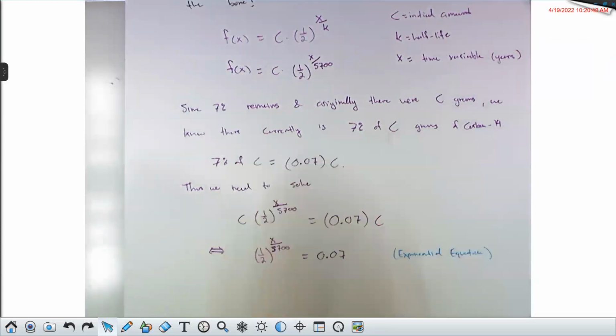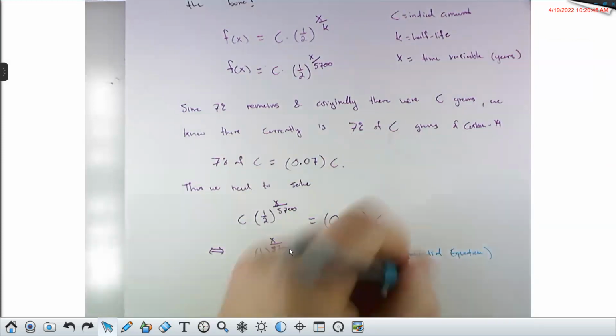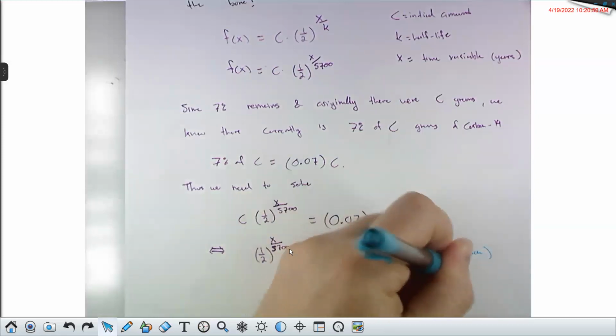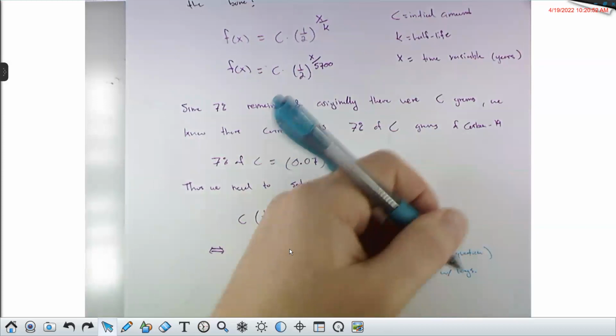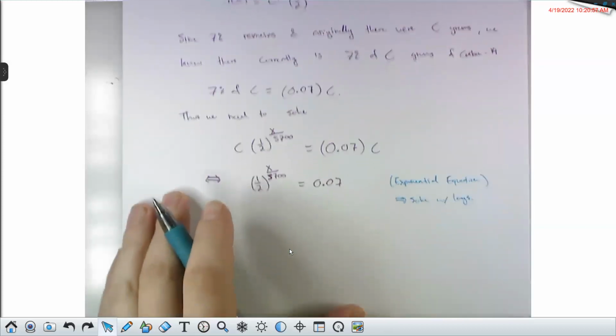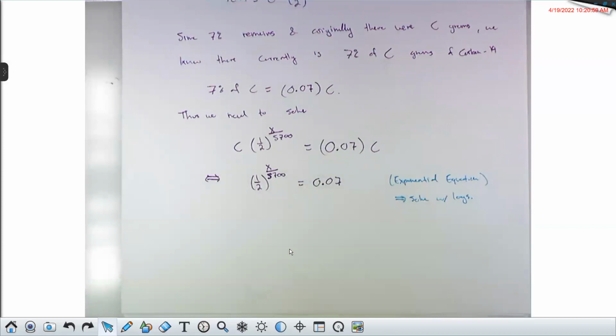Some exponential equation, right? Because my variable is here in this exponent. So we should solve it with logarithms. To get the variable x down out of the exponent, where I can solve for it, I need to take some logarithm.